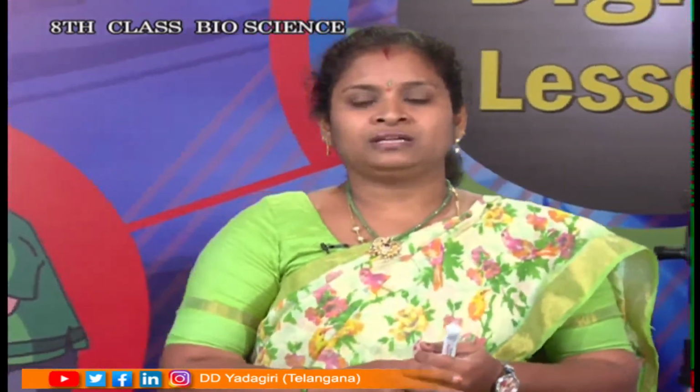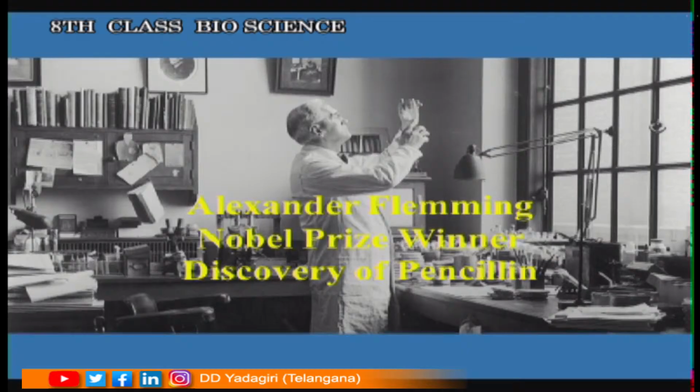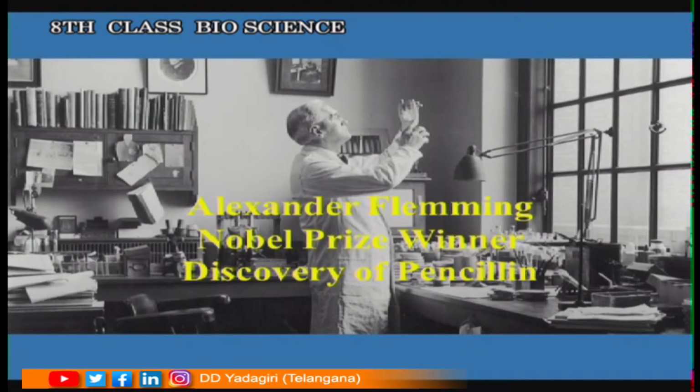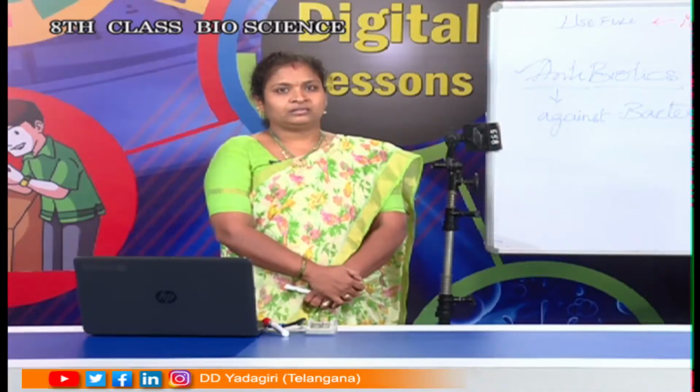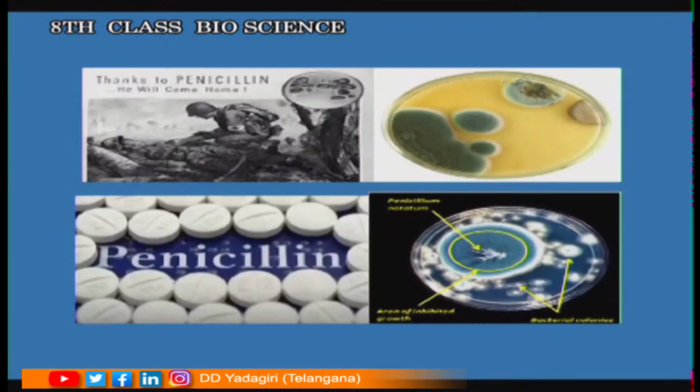Children, you can see Mr. Alexander Fleming in this picture. He was awarded the Nobel Prize for his discovery of penicillin. You can see in the picture that he is working in his laboratory. He was working on a bacteria which causes flu, influenza, and the name of this bacteria is Streptococcus. He was culturing the Streptococcus in his laboratory in small petri dishes like this.